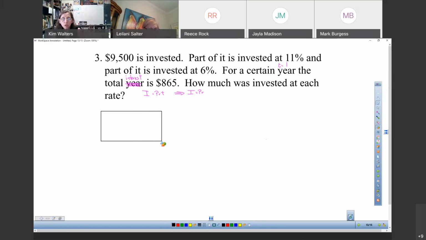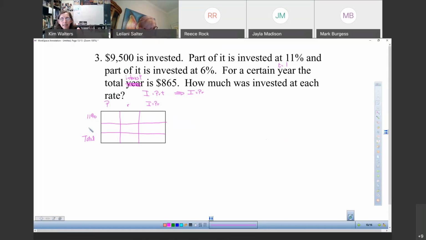So again, I'm going to do a box. And remember that in this box, I flip-flopped my formula around, and I had principal and rate, and then interest is equal to principal times rate. Time again is 1. And so I had the two different amounts. So I have, this is my total, whether it's my total principal or my total interest. And I have the amount that was invested at 11%, and I have some amount at 6%, okay?